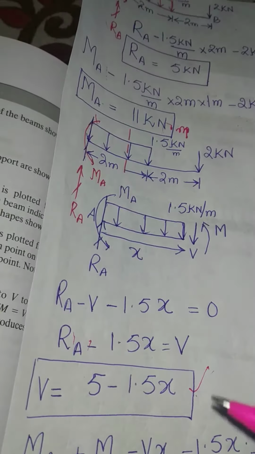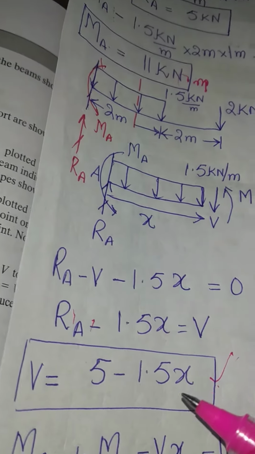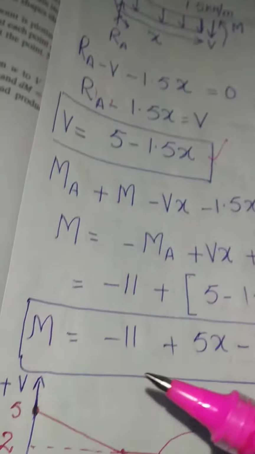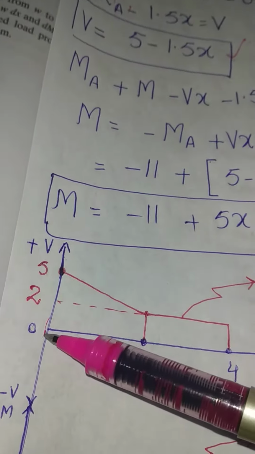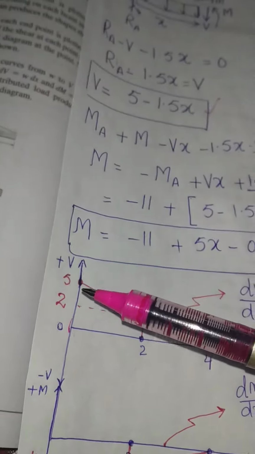So from this equation, when we substitute the value of x equal to 0, V comes out equal to plus 5. So at x equal to 0, our V is equal to plus 5. This is the value of the shear force at the fixed end.